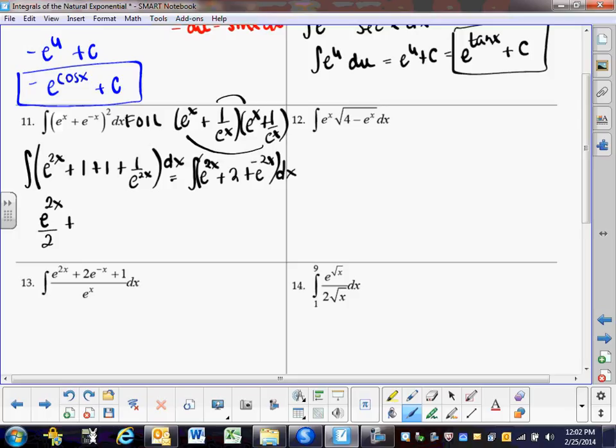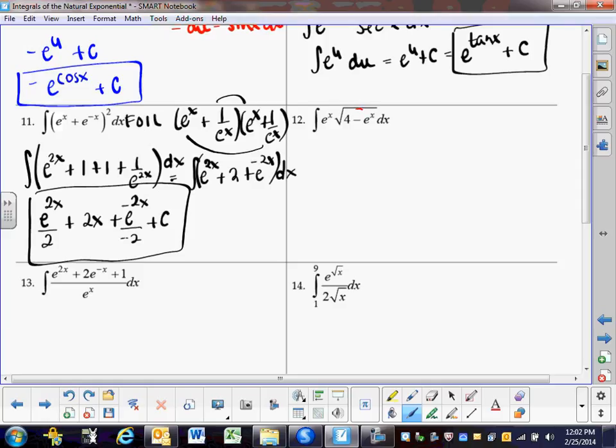Since we have simple e, the antiderivative of e to the 2x is e to the 2x divided by 2 plus 2x plus e to the negative 2x divided by negative 2 plus c. So on the derivative we multiply, on the antiderivative we divide for simple x.